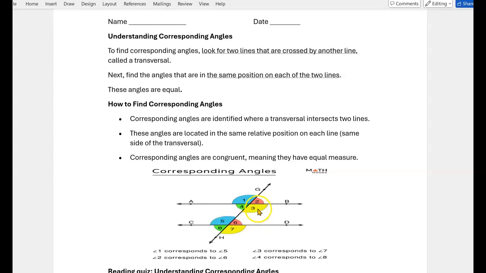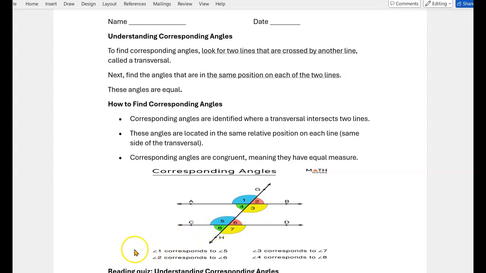Then you're going to color in angle 3 yellow and angle 7 yellow. Those are corresponding angles. Then you're going to color angle 4 green and angle 8 green. Those are corresponding angles.